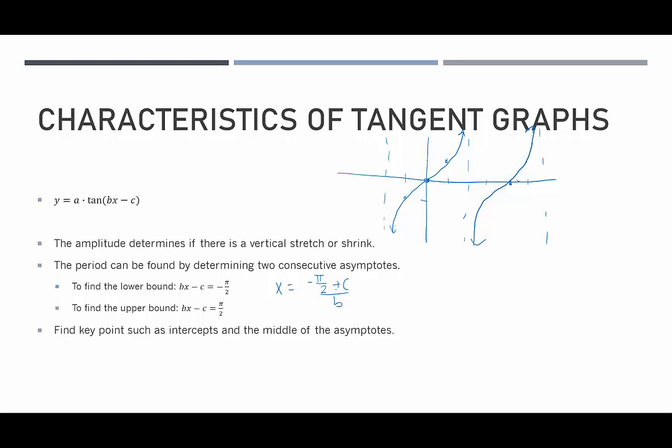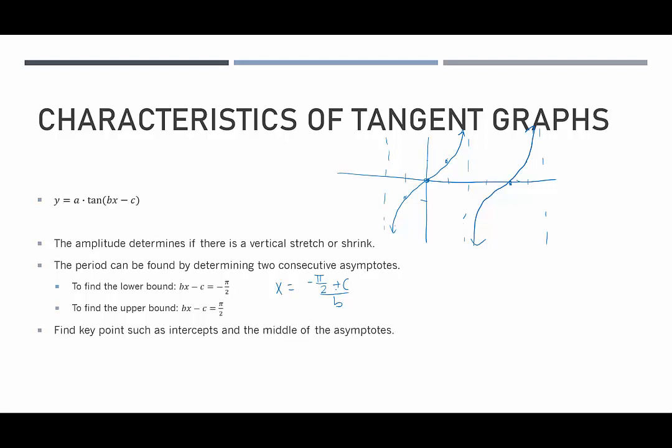For a second period, we would take that same thing within the tangent and we would set it equal to pi over 2 and solve for x there as well. To find another asymptote, I just look for the difference between the lower bound and upper bound, and I know that that's going to be the difference between all periods. So you can add it on to the upper bound or you can subtract it from the lower bound to find another vertical asymptote.